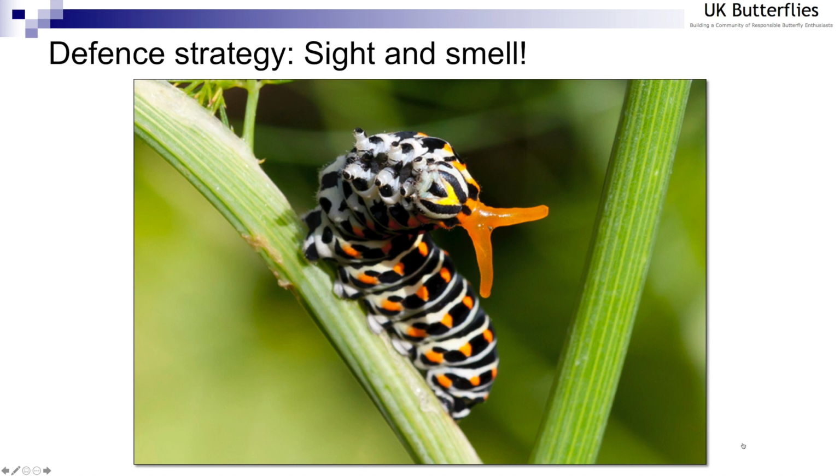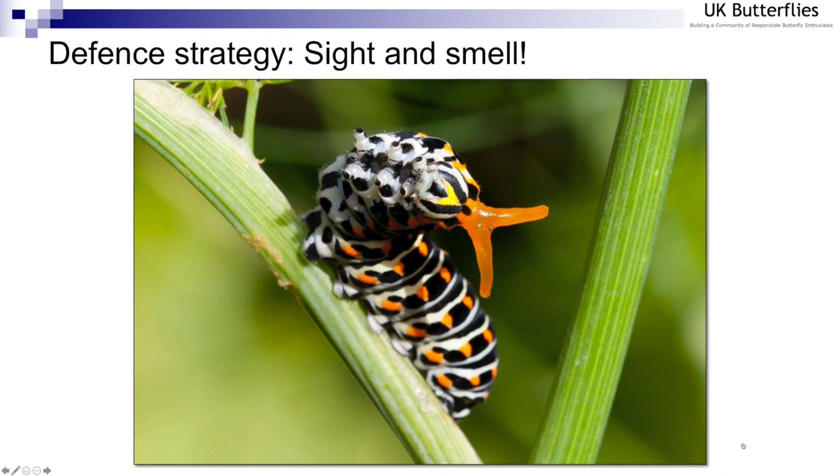Another strategy is sight and smell. By sight, I mean having things like warning coloration. Here we see a final instar swallowtail larva, and its very contrasting colours, sometimes known as aposematic colouring, are an indication to would-be predators such as birds that it was probably distasteful.